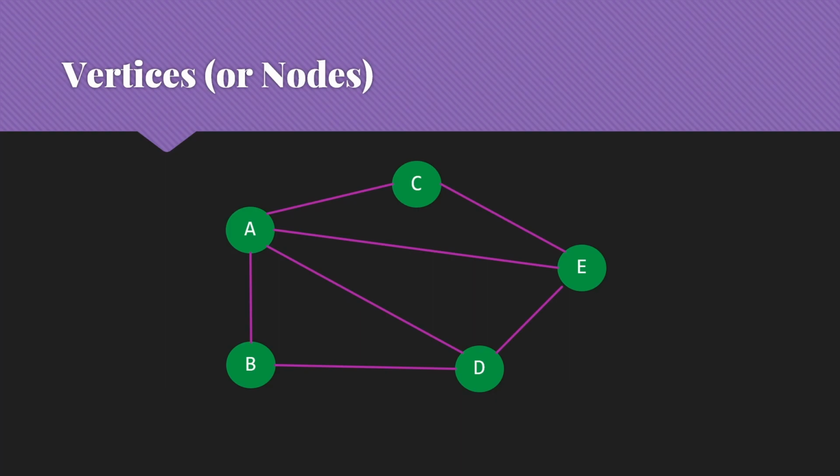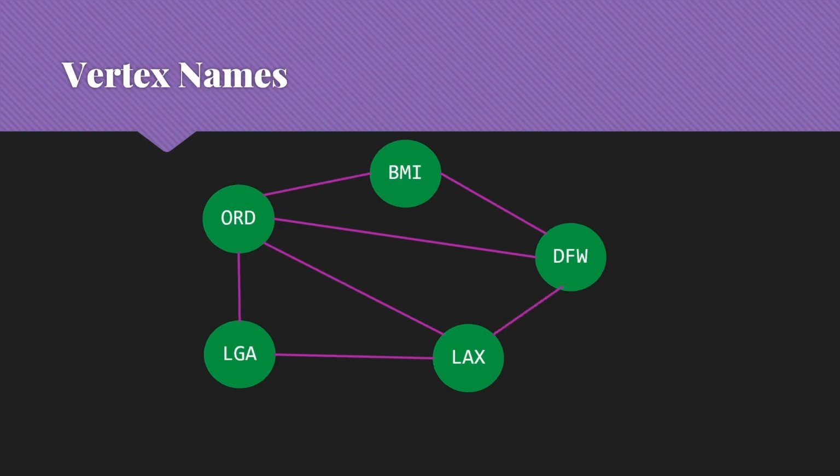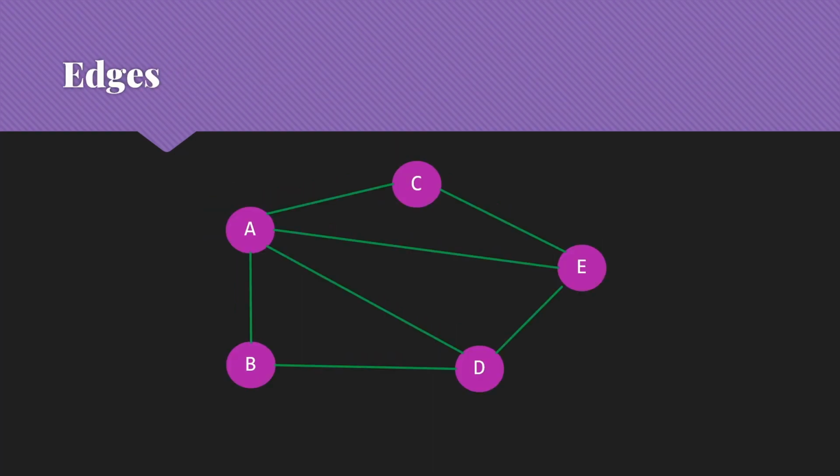Each node might have some data associated with it. It will always have some sort of a label, some sort of name. Sometimes those will be just A, B, C, D, E, or vertex 1, vertex 2, vertex 3, that kind of thing. But sometimes they actually have meaning, as here where each one represents an airport. In addition to the vertices, we have edges that connect them.